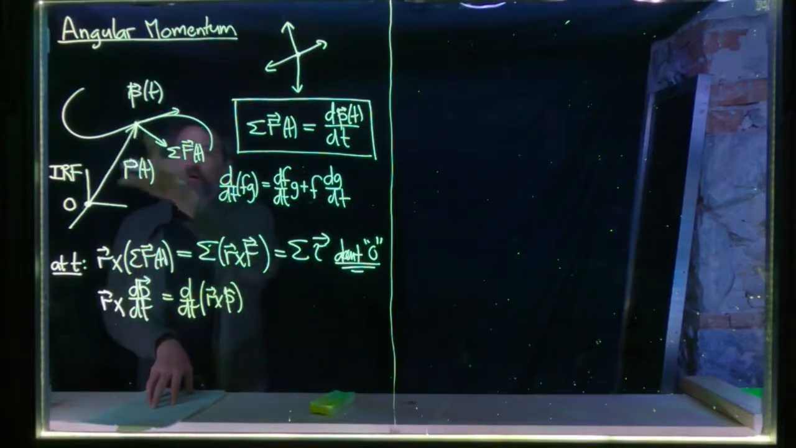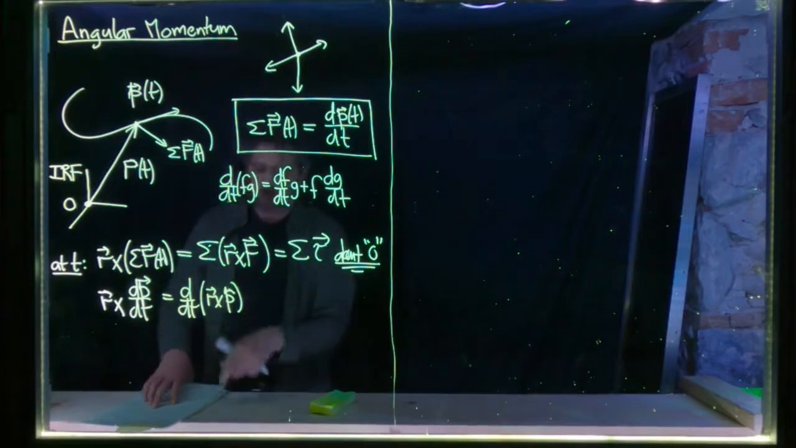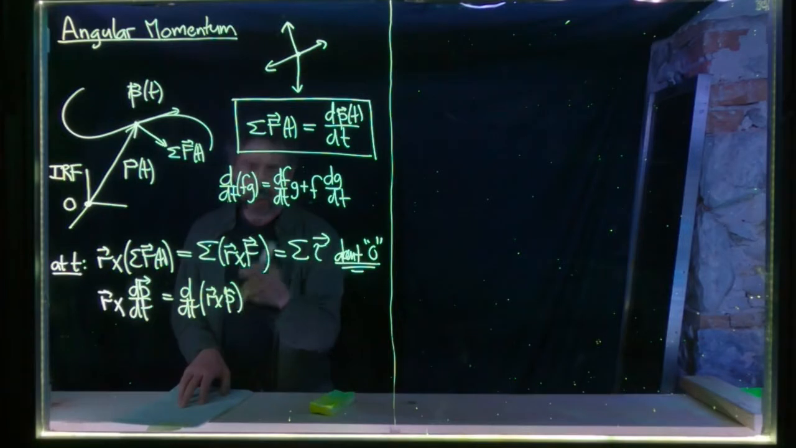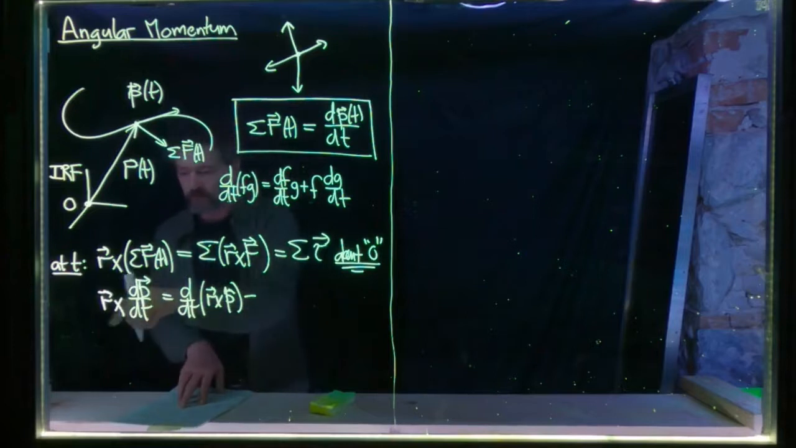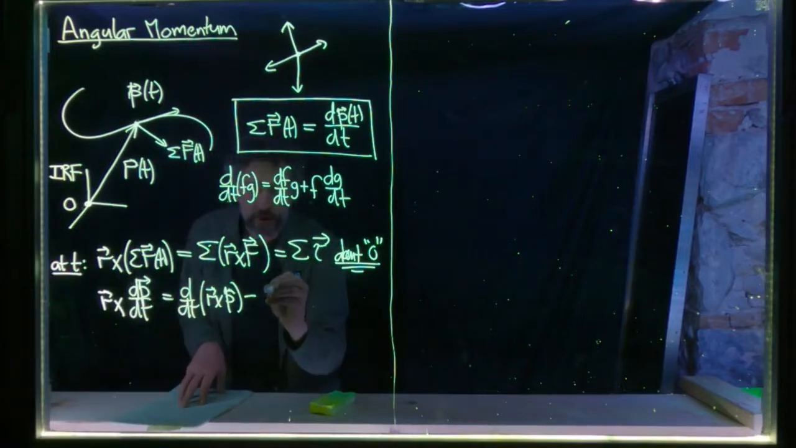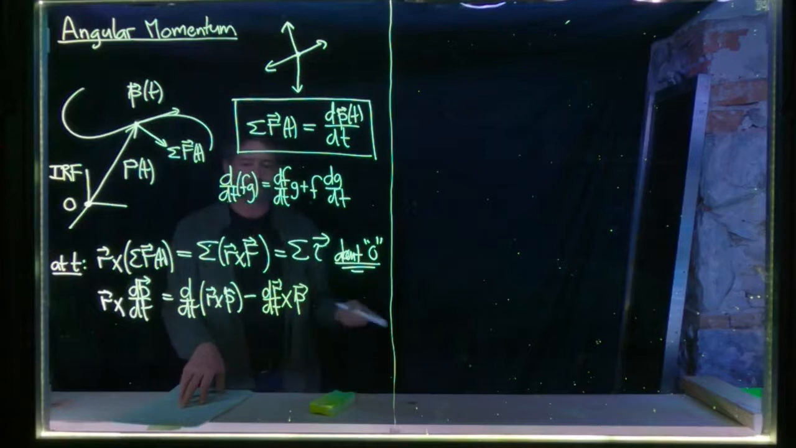Remember, r and p are constantly changing as the airplane is flying around. So this is a vector which depends upon time, and we're evaluating the time derivative of that. So it's the time derivative of the product, minus, bringing this over to the other side, minus the time derivative of r vector cross product with p.